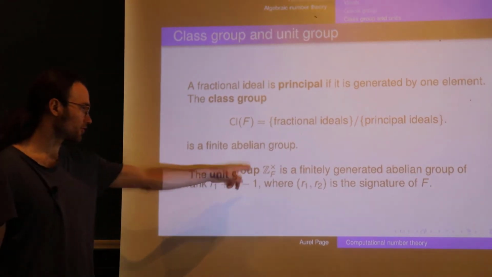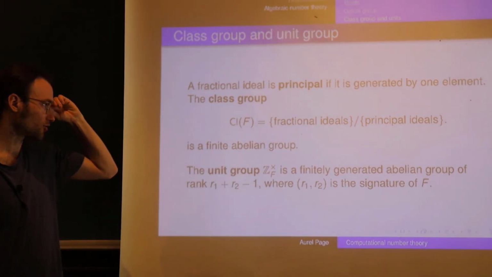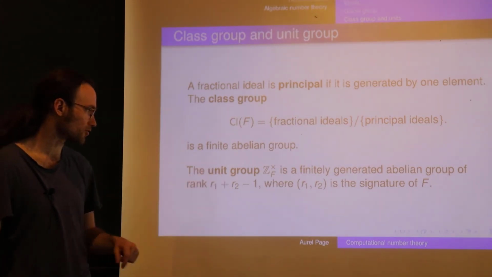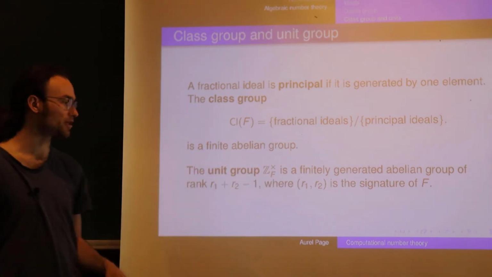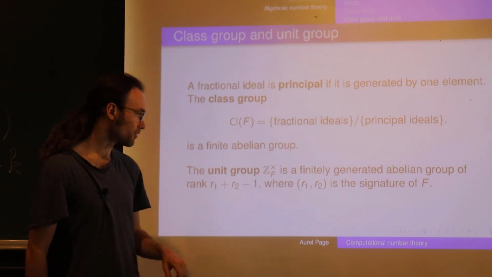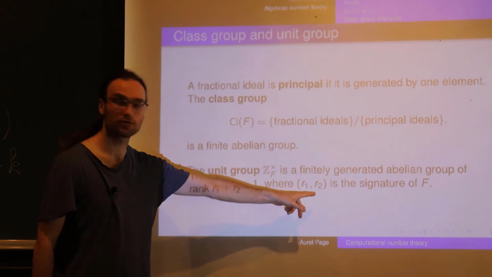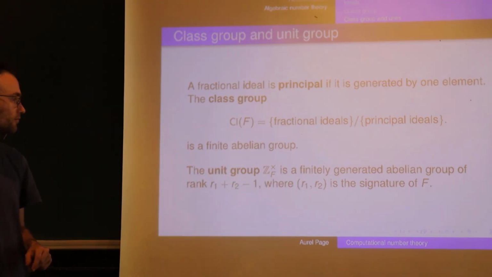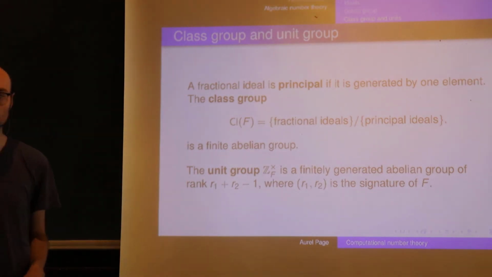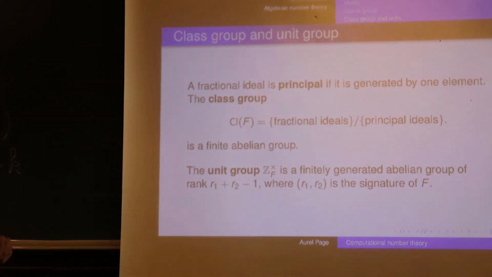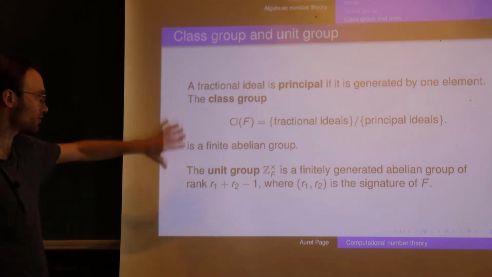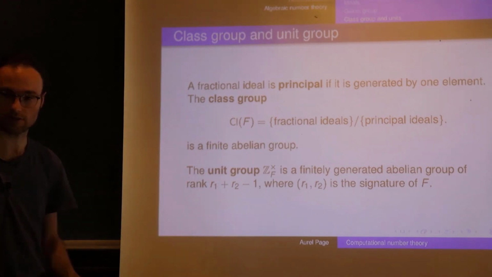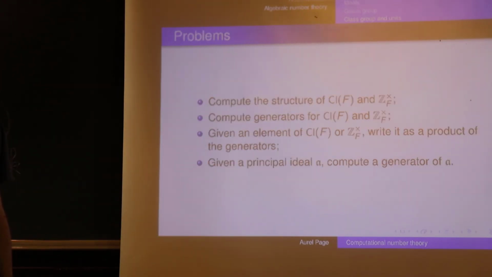And on the other hand, the unit group of the ring of integers is a finitely generated abelian group of rank R1 plus R2 minus 1, where this is the signature of F, meaning R1 is the number of real embeddings of F and R2 the number of pairs of conjugate complex embeddings. So these are the two main objects we want to compute. What we are going to see is that we usually compute these two, even though they don't look like they're so related, essentially always at the same time.